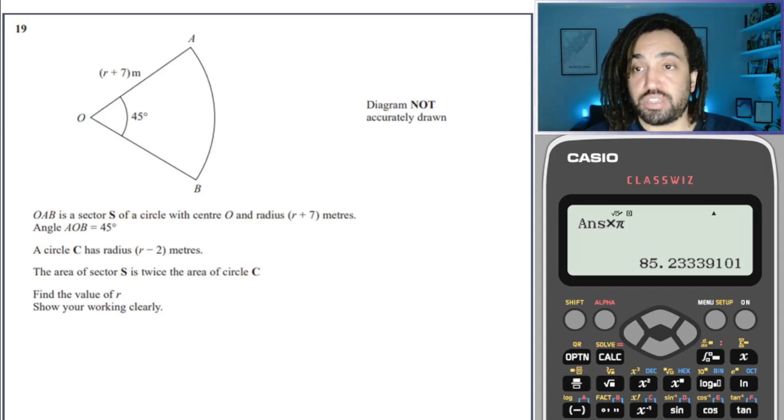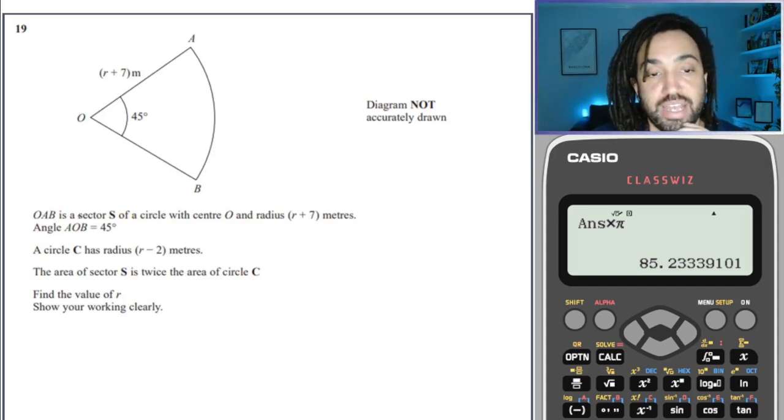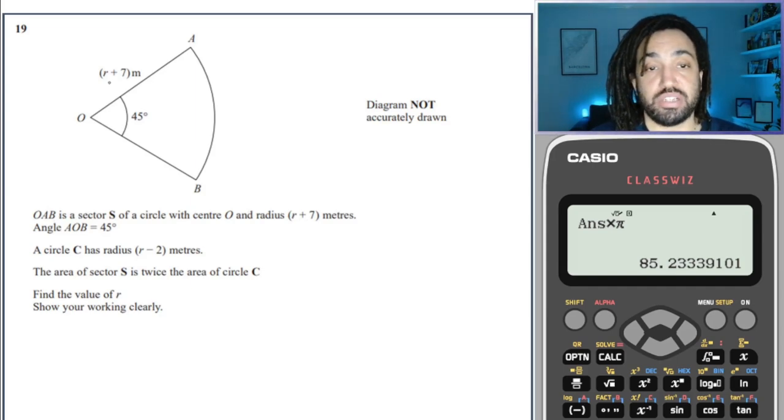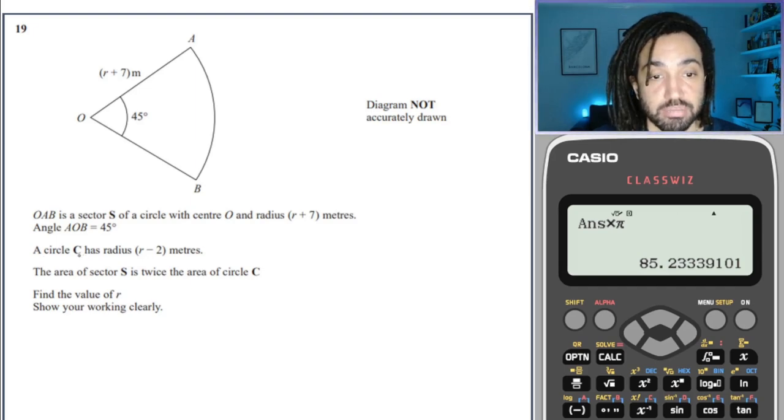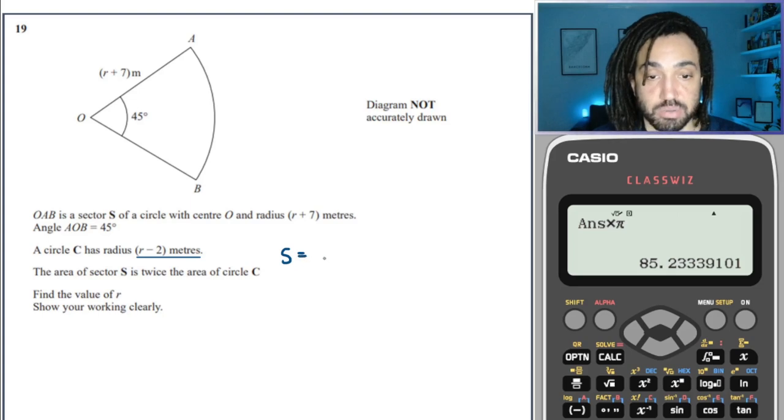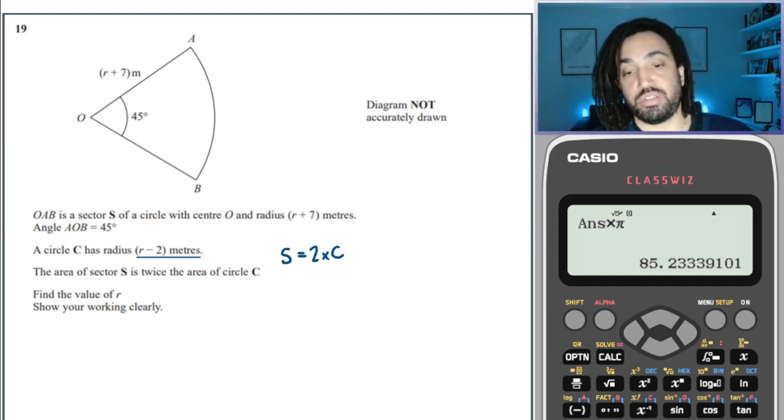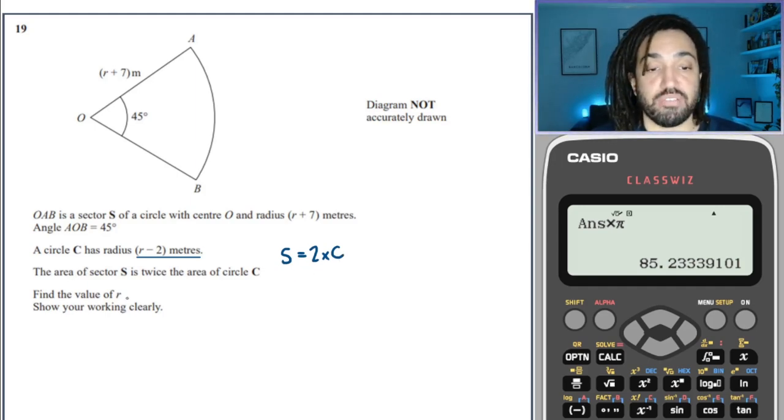Okay, right, on to the first super tricky question, and we have a sector of a circle and the radius is r plus 7. The angle's 45. A circle C, a different circle, has a radius of this, okay? And then the area of the sector S is twice the area of the circle. So I always have to write this out. So the area of the sector S equals, twice means 2 times the area of the circle C. So we know that S is equal to 2 times C. Find the value of r.